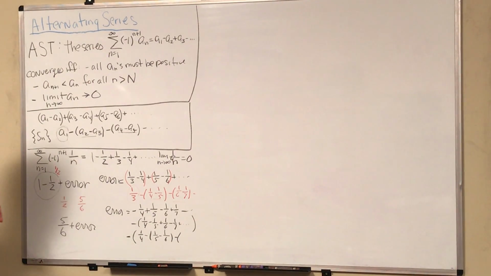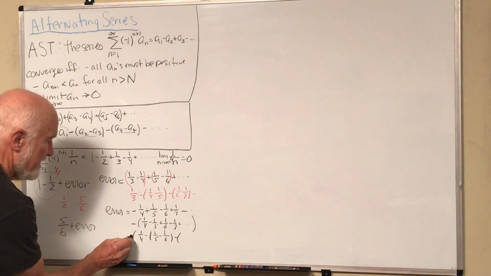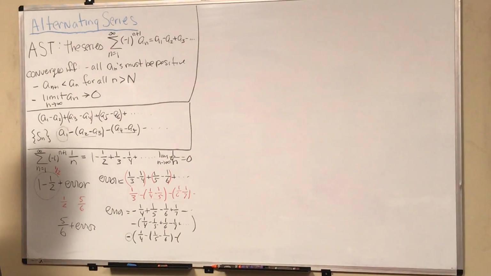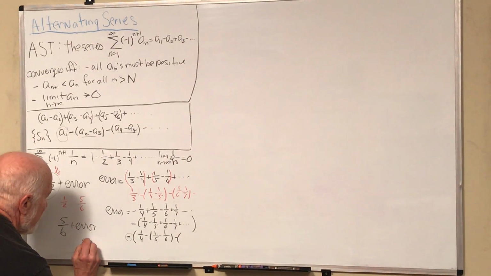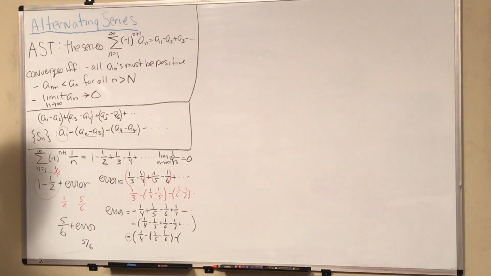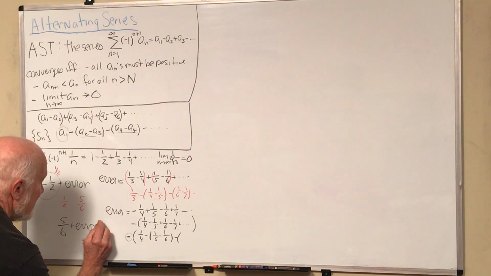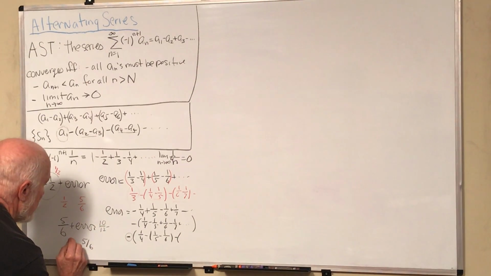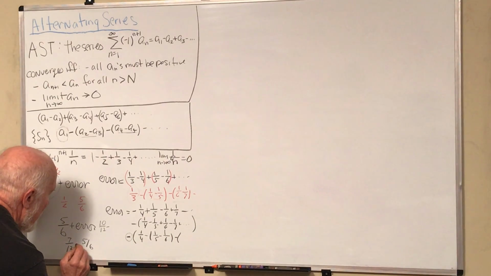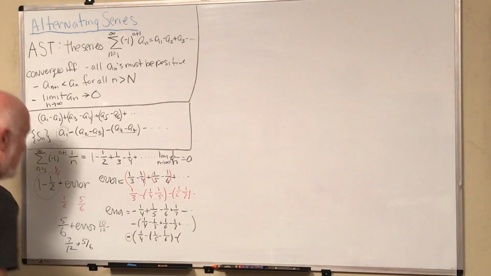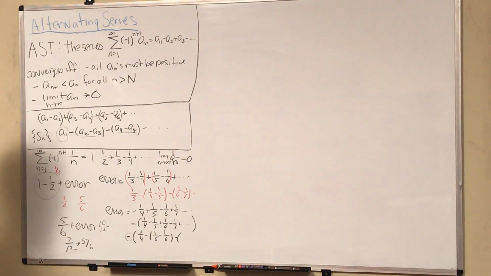So this time, I know my answer is 5/6 is too big because I have a negative in front of this. So I know that my answer has to be between 5/6 and 5/6 minus 1/4. So between 5/6, and if I take 5/6 minus 1/4, that's 10/12 minus 3/12 is 7/12. So now I know my answer has to be somewhere between 7/12 and 5/6.